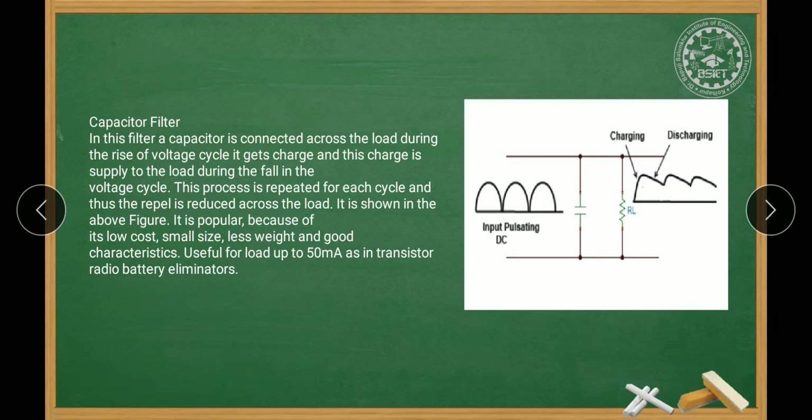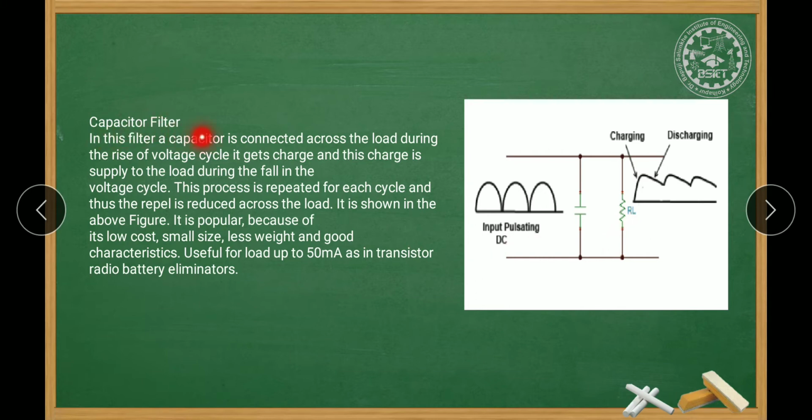Okay, we have seen the inductor filter and now we will see the capacitor filter. The capacitor filter is using only a capacitor which is connected in parallel with the load resistance. So a pulsating DC waveform is applied as input to this filter. This capacitor bypasses the AC component to ground and only the DC component reaches the load.